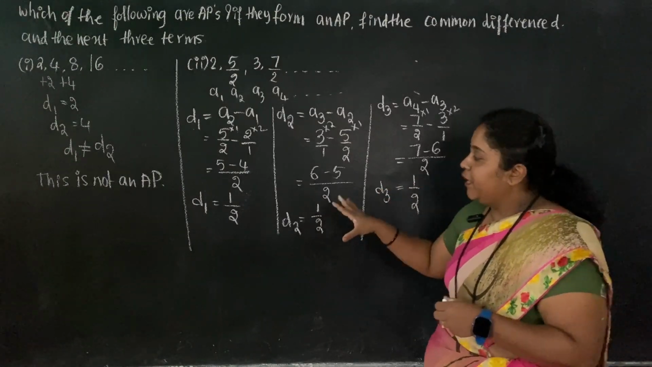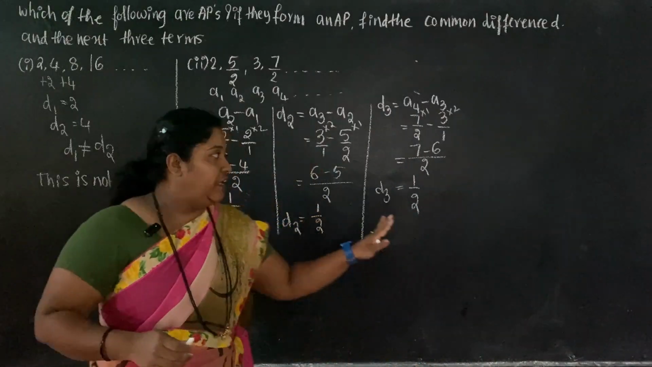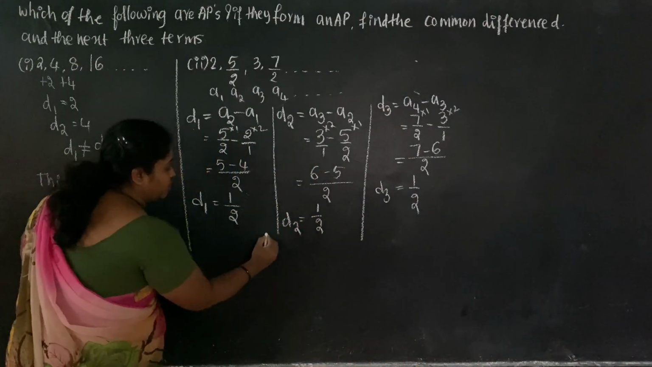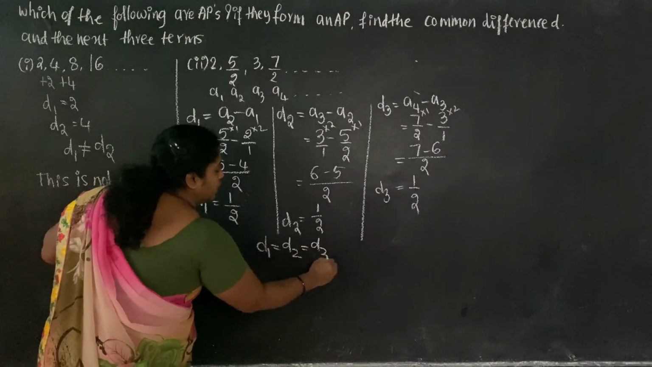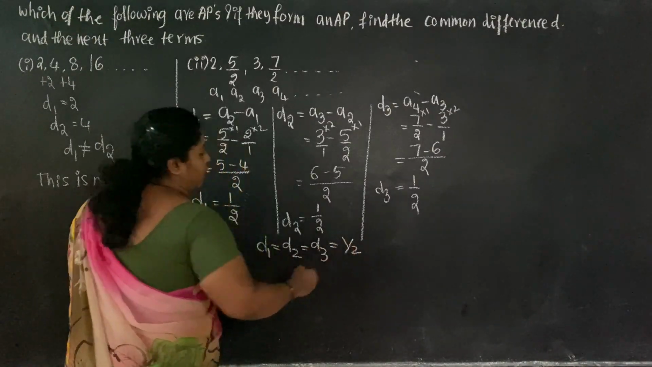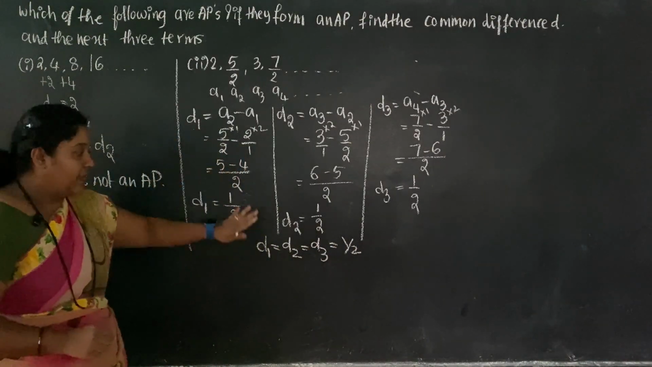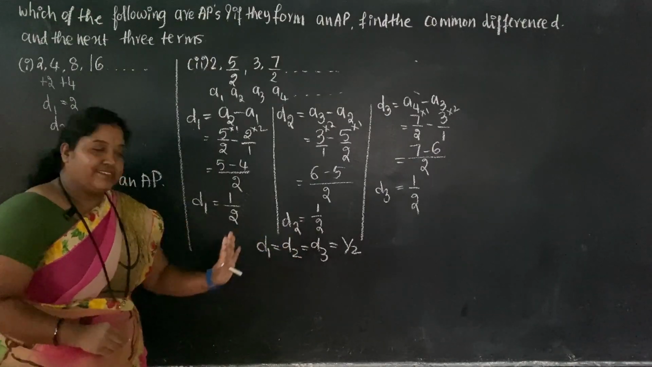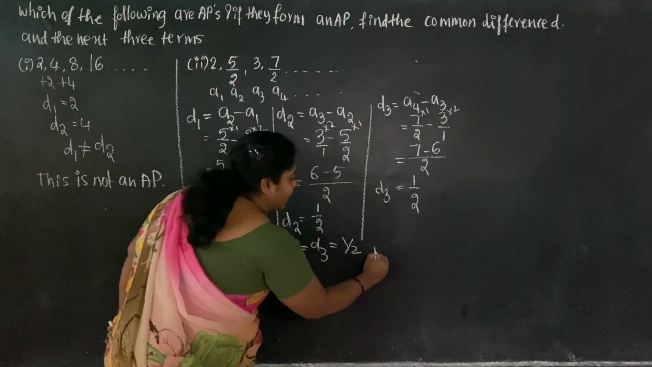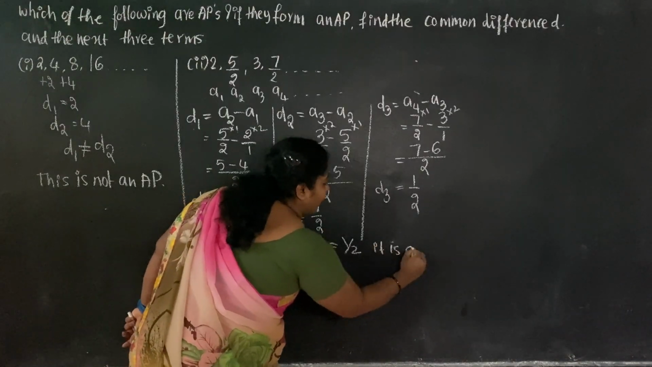So when I compare all the values of the common differences, you can see here I'll just write D1 equal to D2 equal to D3 equal to 1 by 2. Can I say it is an AP? Yes, because of course the common difference that I am getting is a constant value. So I say it is an AP.